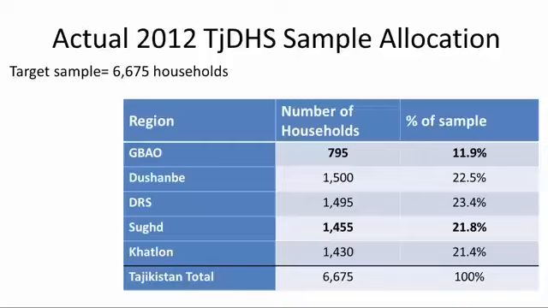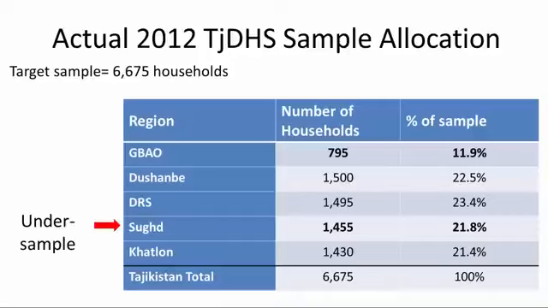So back to Tajikistan. In order to include enough households to provide representative data at the regional level, we must oversample in the regions with smaller populations and undersample in regions with larger populations. The total number of households in the sample, around 6,675, remains the same, but the households are redistributed so as to select more households in smaller regions.